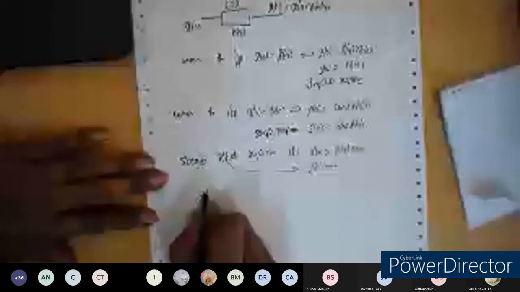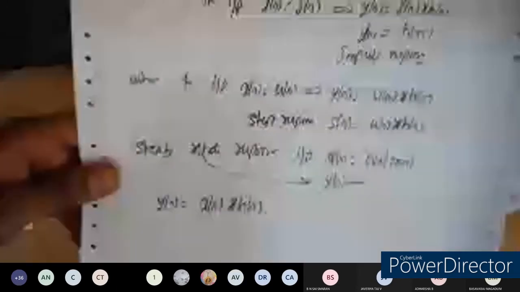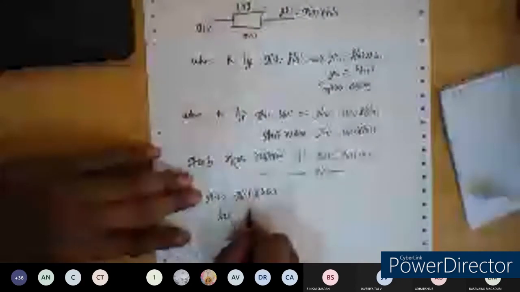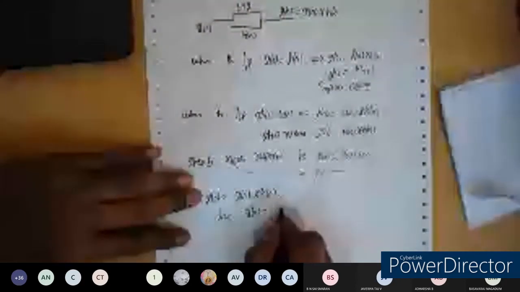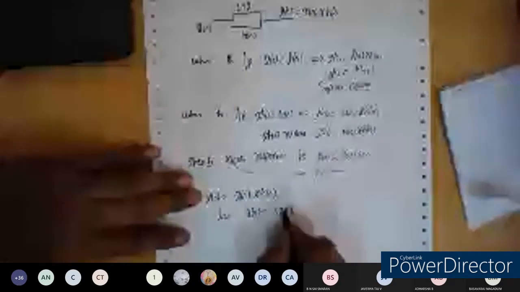Already we have seen this in the class. So let y of n is equal to x of n convolution with h of n. Now let x of n is equal to u of n.